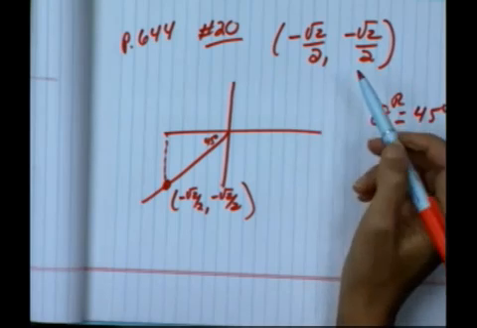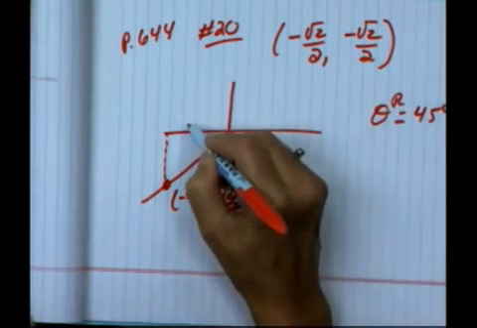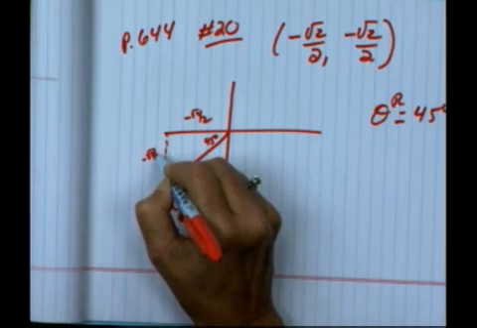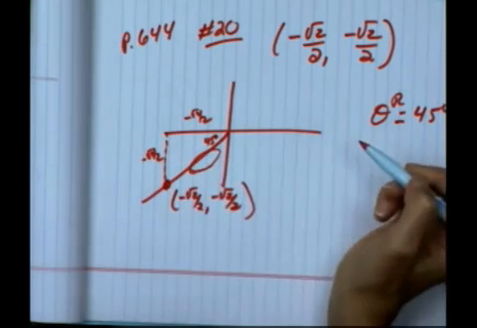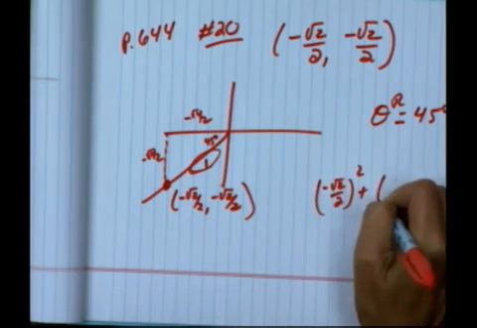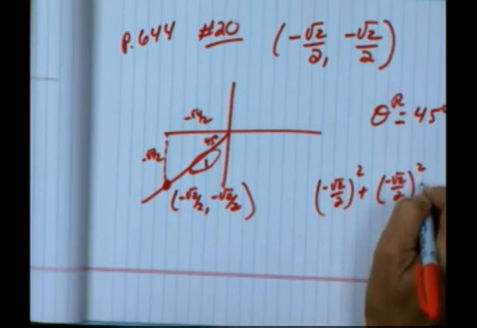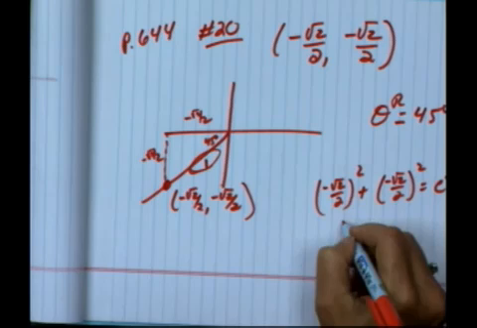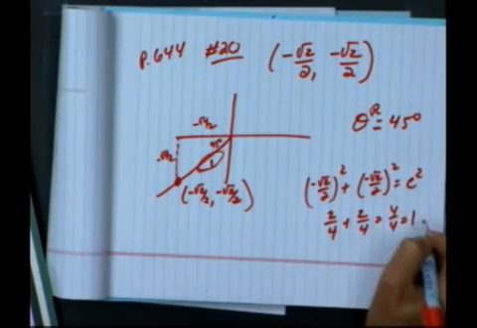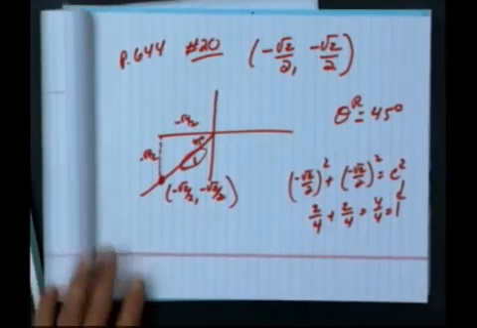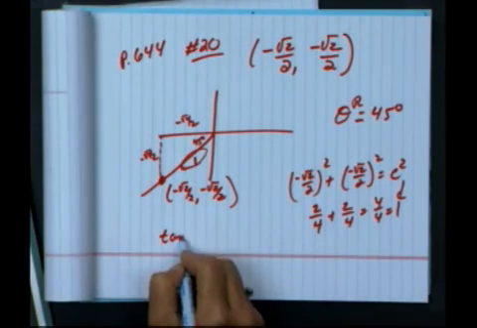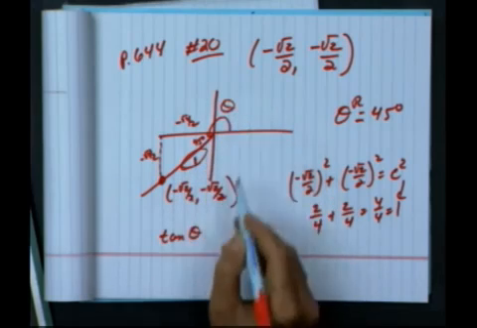Okay, the question asks for, by the way, what would be the hypotenuse here? If this is a negative square root of 2 over 2 here, a negative square root of 2 over 2 here, what's the measure of this hypotenuse? 1. If you say minus square root of 2 over 2 squared plus minus square root of 2 over 2 squared, this will give me 2 over 4 plus 2 over 4, which is 4 over 4, which is 1. So c would be equal to 1. Your hypotenuse would be equal to 1. Okay, what is the tangent of this big angle theta? What's the tangent?